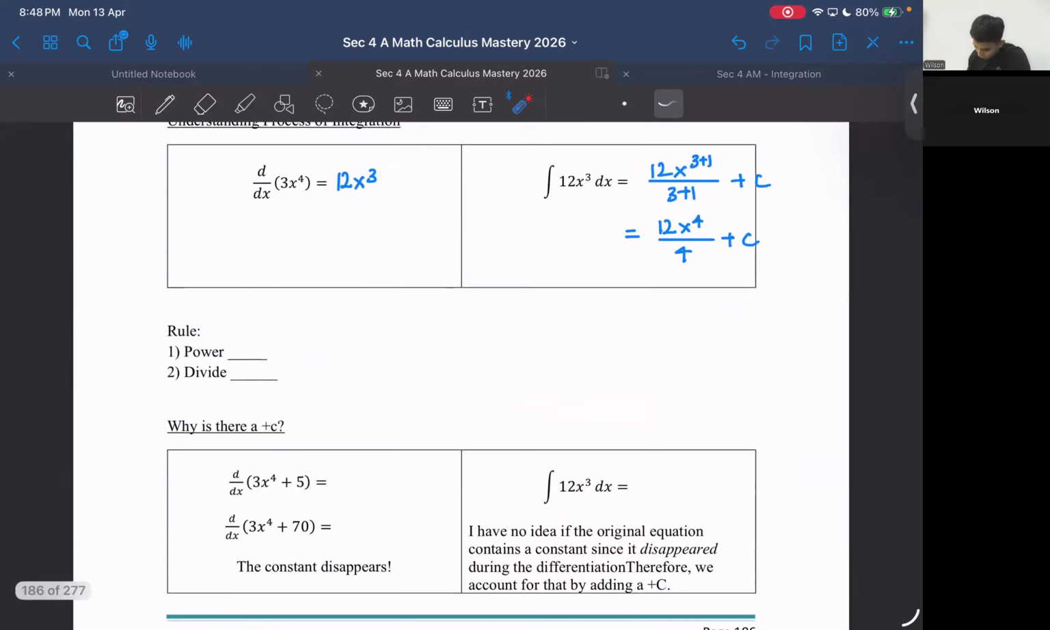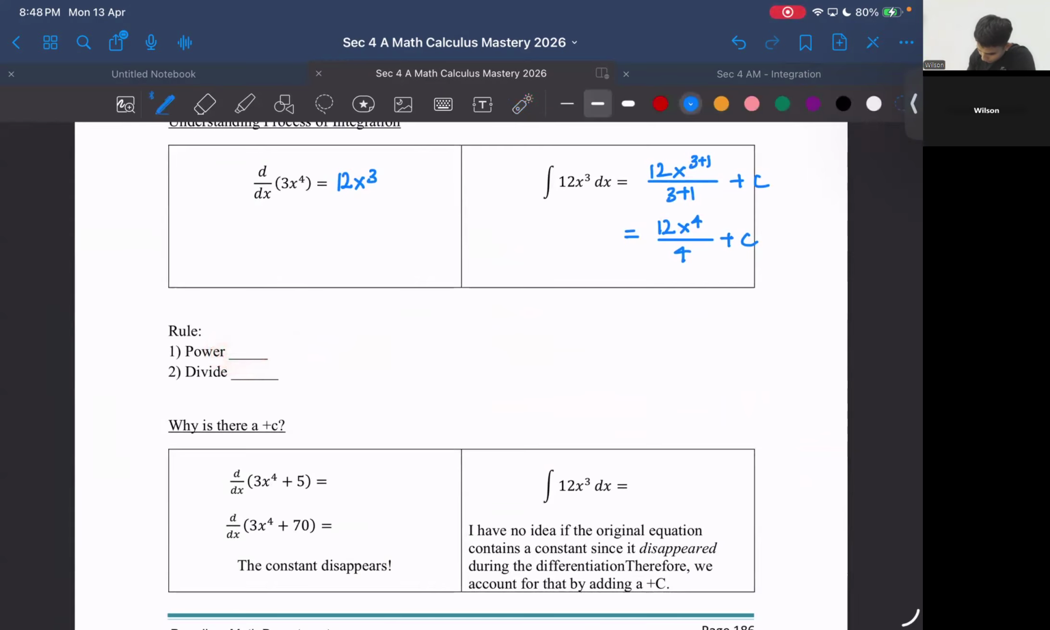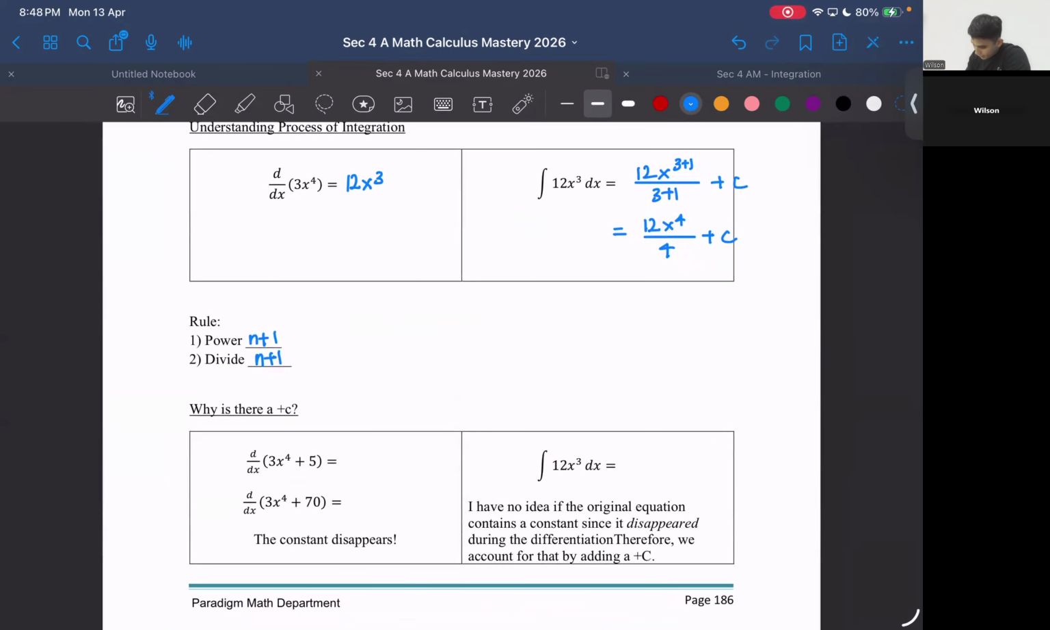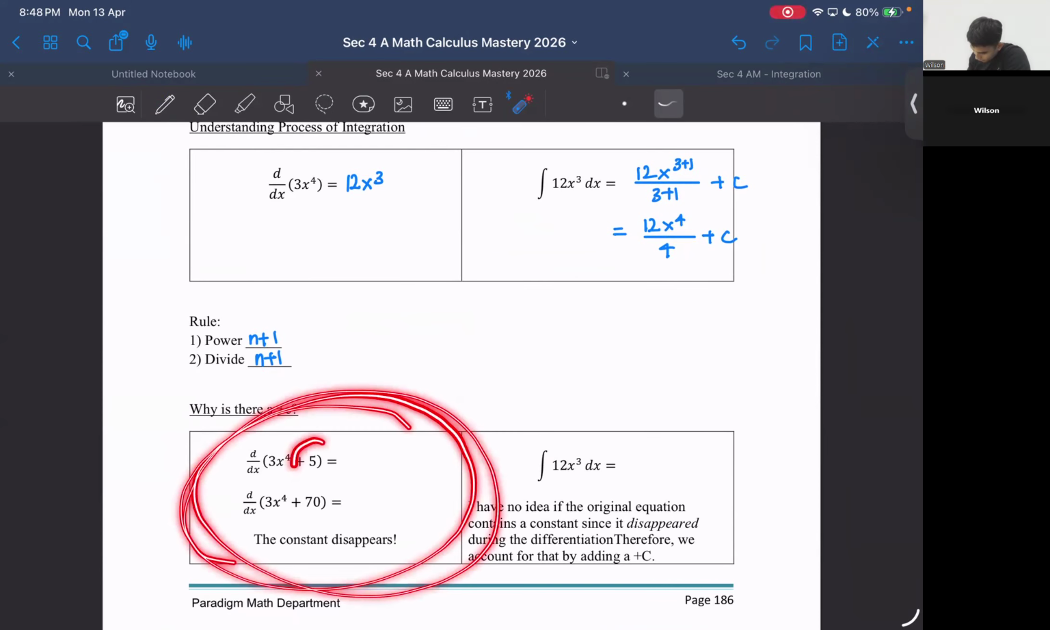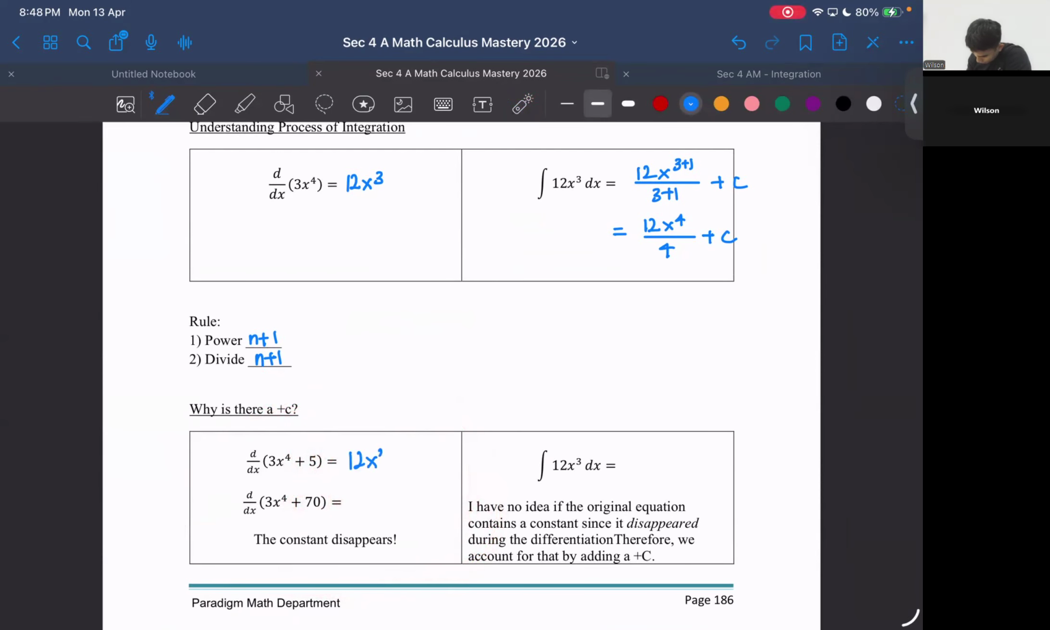Okay, very good. So what you have to write here is the power will be m plus 1. I need to divide it by m plus 1. Okay, power m plus 1, so divide by the new power. So whatever Angeline has just said is when we try to differentiate, all these are constants. When I differentiate it, I will just get 12x cubed. So the constant disappears. So to recover that, this will be 3x to the power of 4 plus c. Okay, so we are adding the constant to recover the one that is lost.